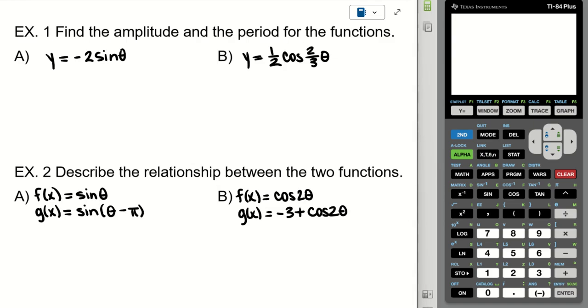Okay, so these equations are not written on your notes, so I'm going to go ahead and add those. For example 1, we have two functions. We're going to look at y equals negative 2 sine theta and y equals 1/2 cosine 2/3 theta. So first thing we're going to want to do is just determine what is the amplitude and period for the function. That's going to help me in a second when I actually start graphing to know some of the settings that I need to change.